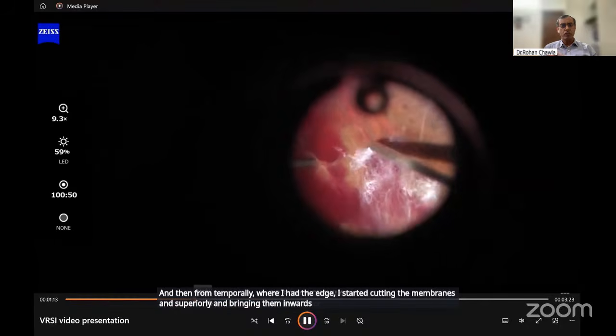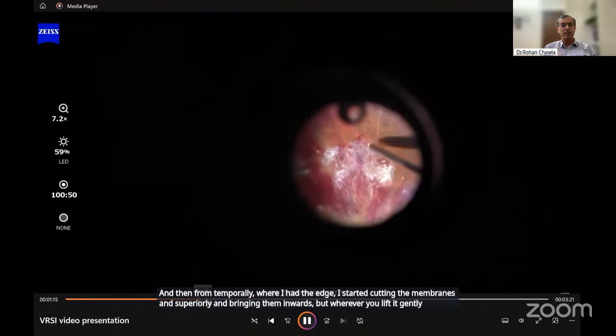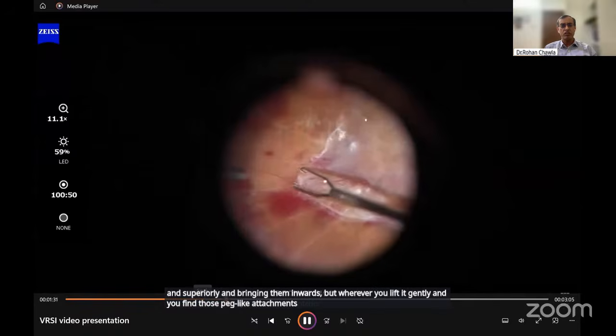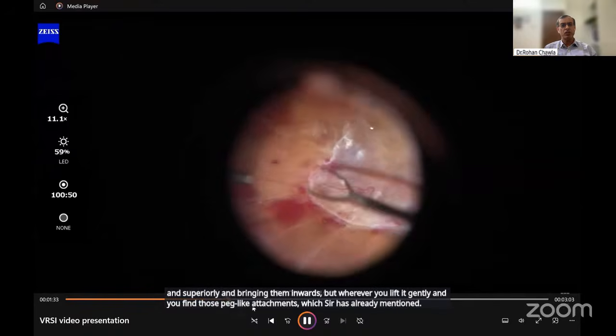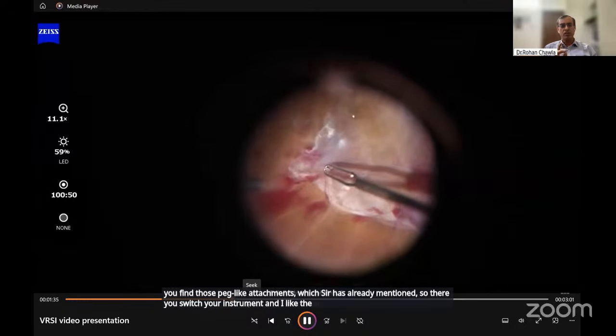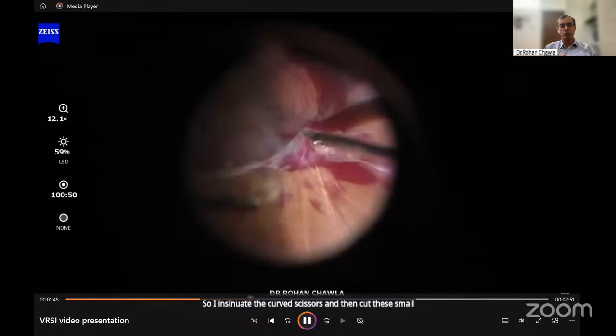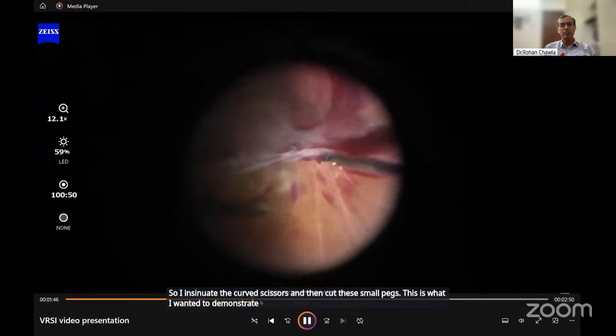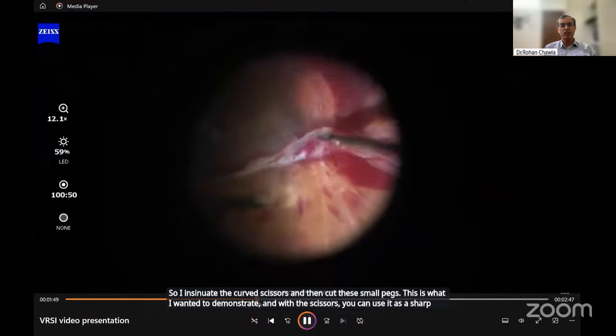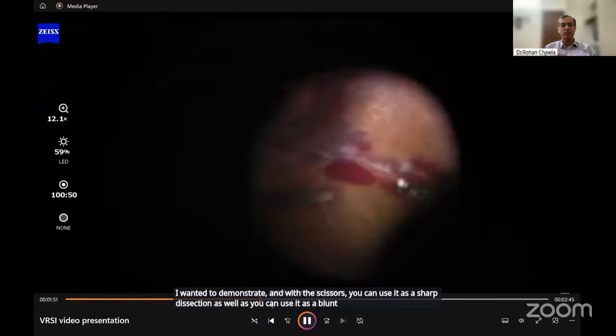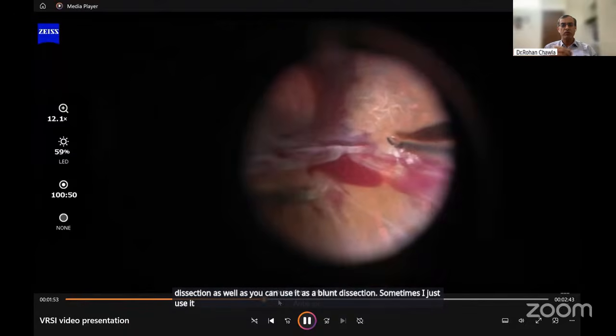But wherever you lift it gently and you find those peg-like attachments, which sir has already mentioned, there you switch your instrument, and I like the curved scissors. So I insinuate the curved scissors and then cut these small pegs. This is what I wanted to demonstrate. And with the scissors, you can use it as a sharp dissection as well as a blunt dissection. Sometimes I just use it like a forceps to lift the membrane as well.